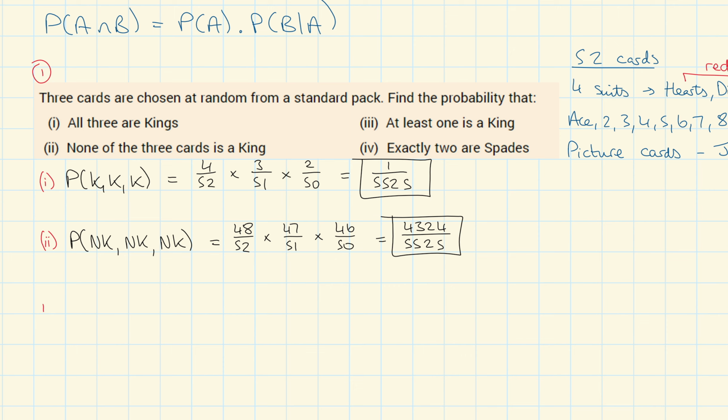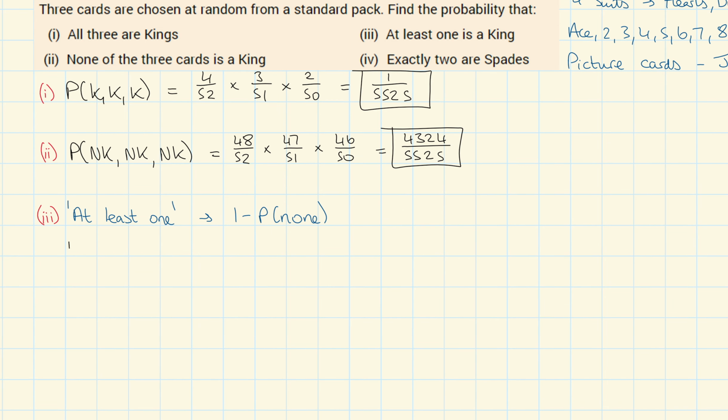Okay, part 3. They say at least 1 is a king. So when we see the words at least 1, that's a clue. It tells us the formula is 1 minus the probability of none. So we know the probability of no kings, we figured it out in part 2, is 4324 over 5525. So 1 minus. Into your calculator. Will give you 1201 over 5525.